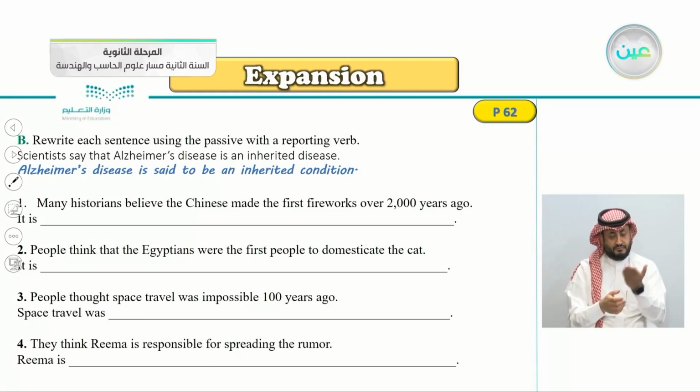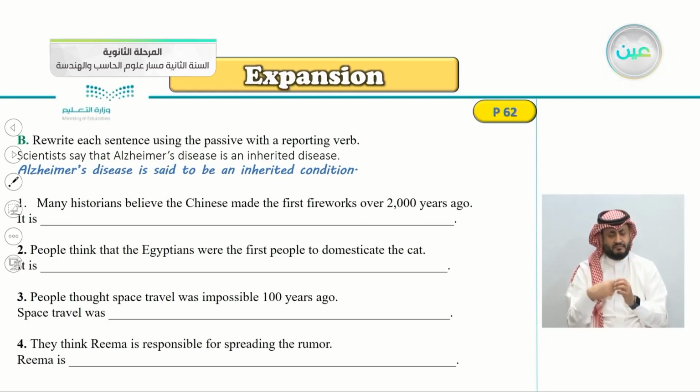So the first one here is already done. Scientists say that Alzheimer's disease is an inherited disease. So make it into passive using reporting verb. We begin, remember, we begin the passive always with the object. Alzheimer's disease is said to be an inherited condition. Because here it says scientists say, that's why we chose the word said. I think this is an easy one here.